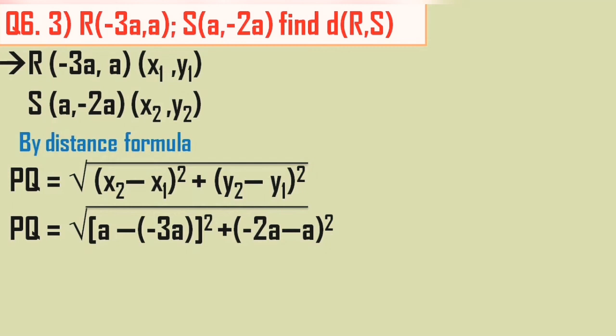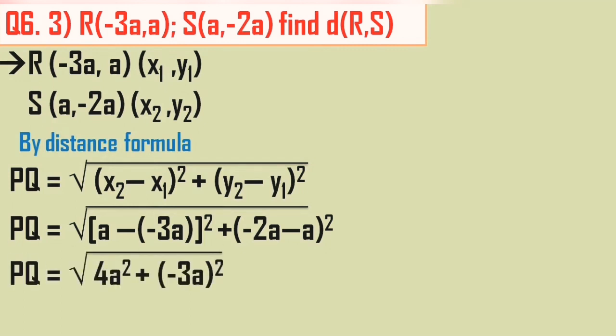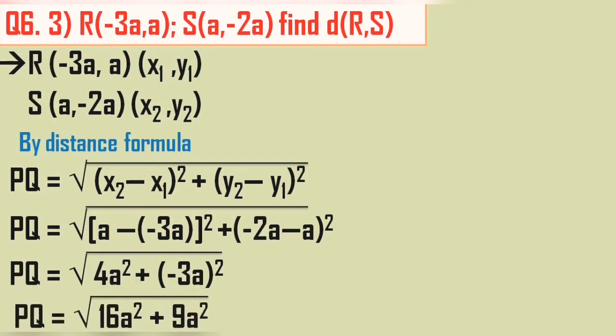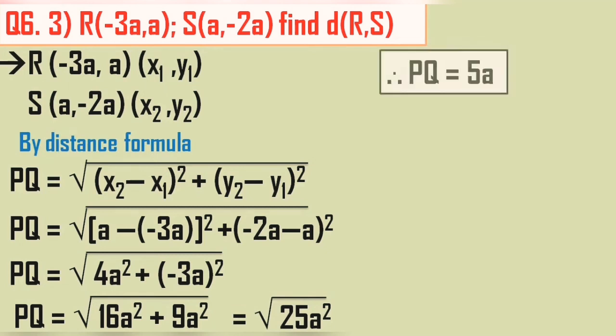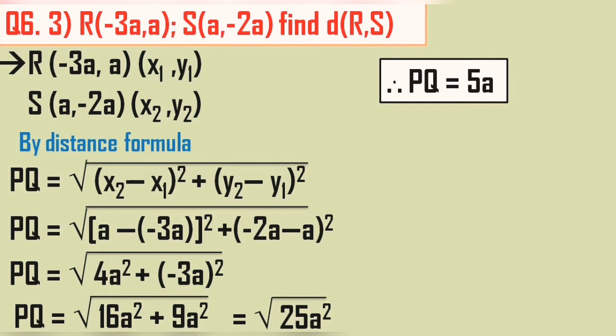Minus 3a, so that both the minus signs will turn it into positive, and for the second bracket also observe it. Now if you see, a plus 3a will give you the result 4a, the whole square, and minus 2a minus a, the whole square, is nothing but minus 3a the whole square. Now the moment you carry out the square, we get the answer 16a square plus 9a square. We can add these numbers because they are like terms, so we get 25a square, and after taking out the square root we get the answer in an easy peasy way, that is 5a.